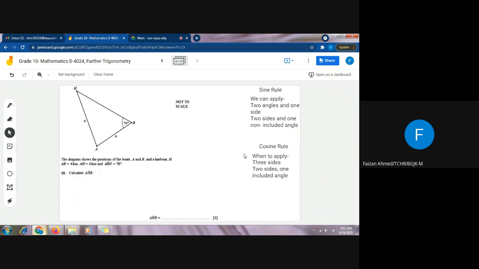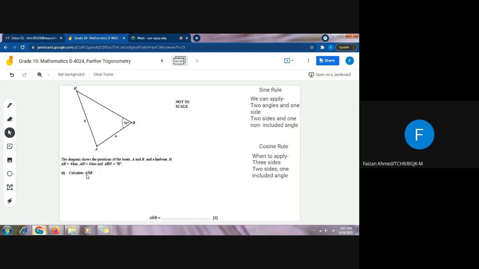And let's just see one more question from your past paper on the topic of sine and cosine rule. In this question, we have a triangle ABH, and the side AB is given as 4 kilometers. The side AH is given as 6 kilometers, and the angle ABH is equal to 70 degrees. The diagram shows the position of two boats, A and B, and H stands for harbor. The distances are in kilometers, and we are asked to calculate angle AHB.